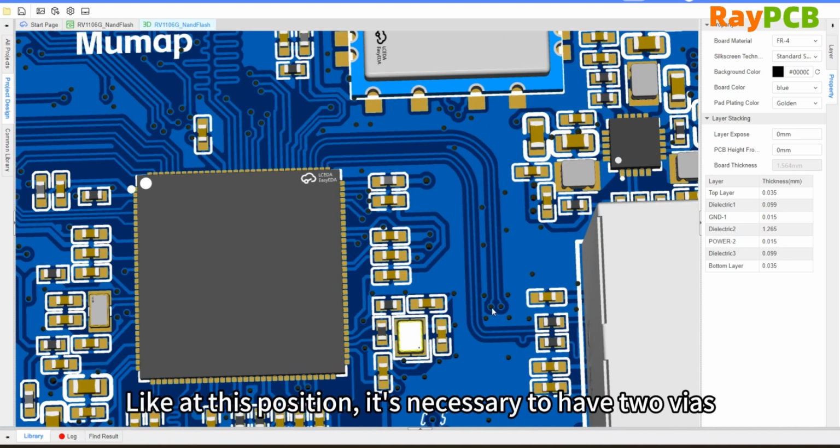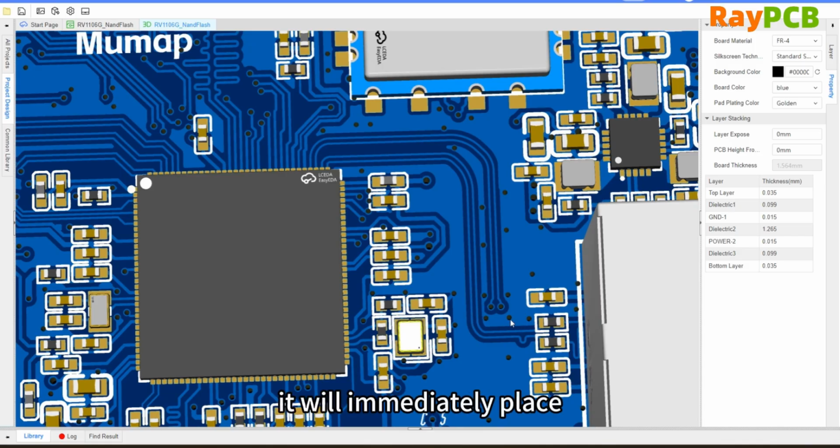This can also be seen on the board. For example, at this position, two vias are placed, and right around these two vias, ground return vias are immediately placed on the ground line.